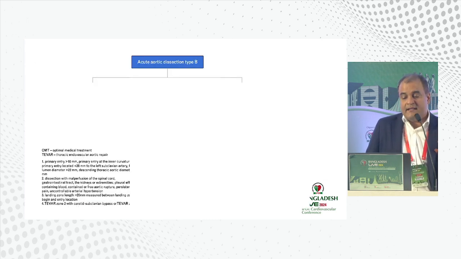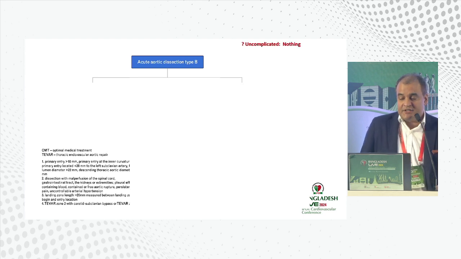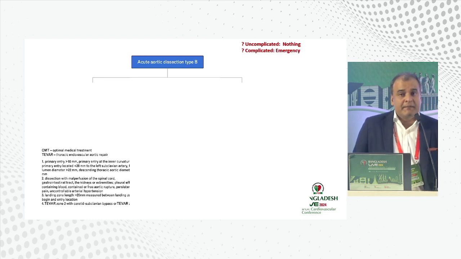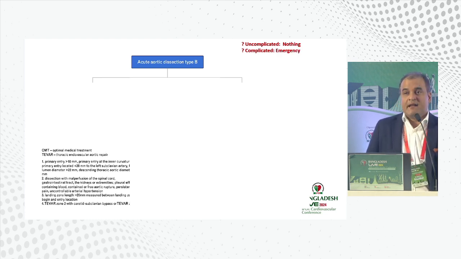Now, if we look at the acute type B dissection, if it's uncomplicated, do nothing. So when I say do nothing, no surgical intervention. You need to make sure the patient is pain-free, need to control the blood pressure, need to make sure the patient is CT scanned and MRI'd at regular intervals to look for signs of malperfusion. If it's complicated, something needs to be done as an emergency.